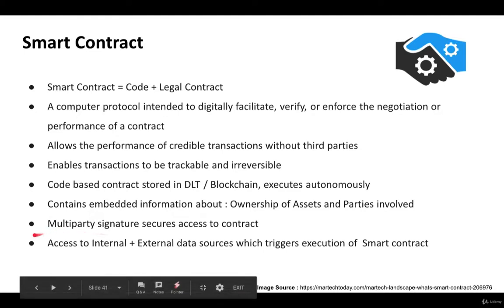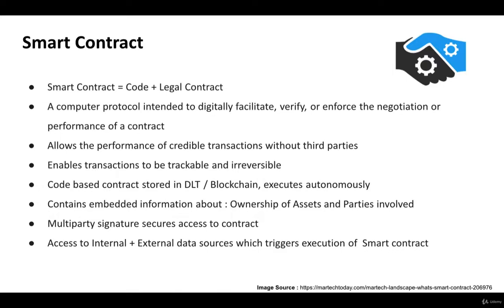The smart contract is also basically a multiple party signature which secures access to the contract. It is not open to all. Once I'm willing, I become a party to the contract, the seller also becomes a party, and only then can the contract be accessed, digitally signed by both, and executed.